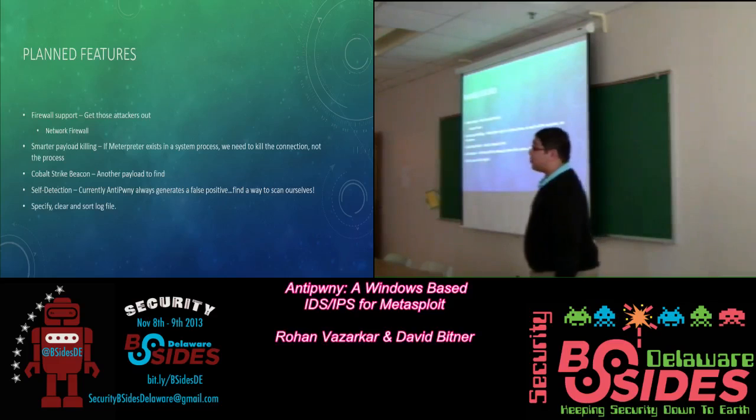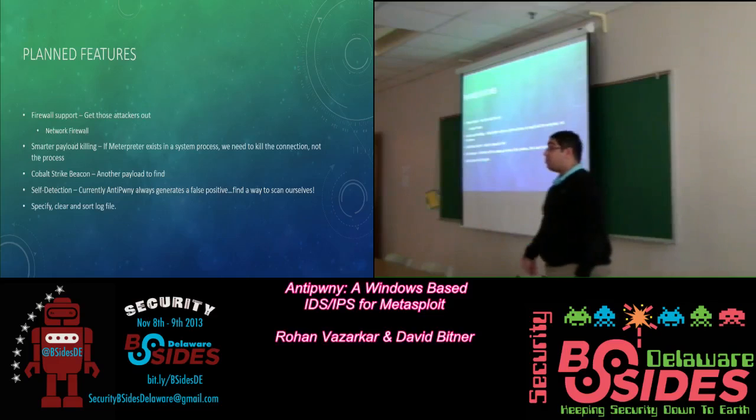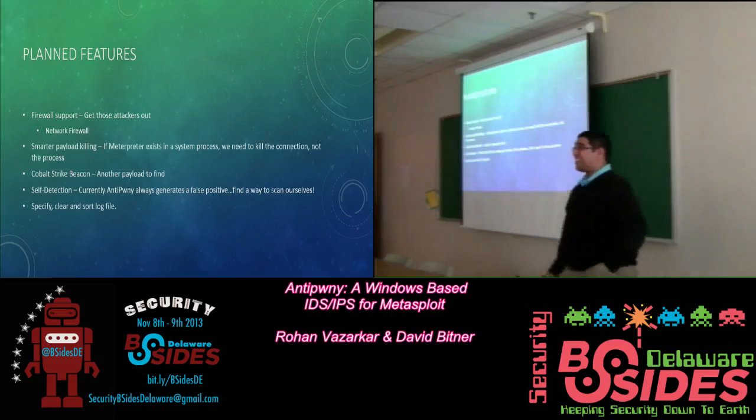Smarter payload killing is very important, as I've mentioned like three times now. We don't want Meterpreter in WinLogon being killed by antipwny. We wanted to kill the connection instead. That's actually a safer way to do it, because you still get rid of the attack, but you don't kill your whole system, which is pretty important. Have you considered terminating the specific threads, or maybe just overwriting it? I'll get into that a little bit more in a second.